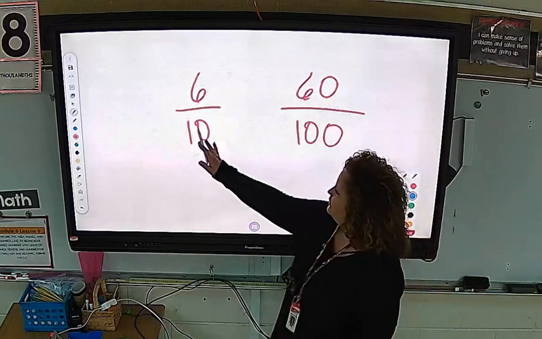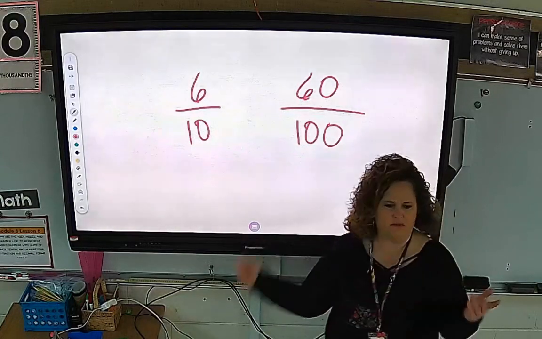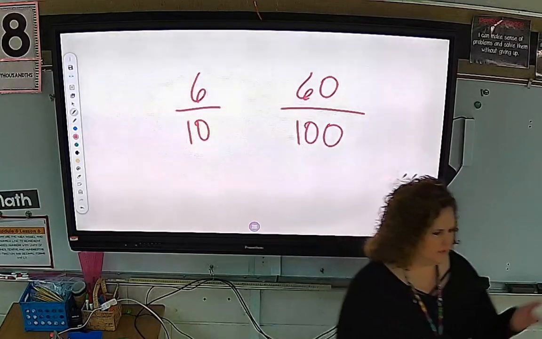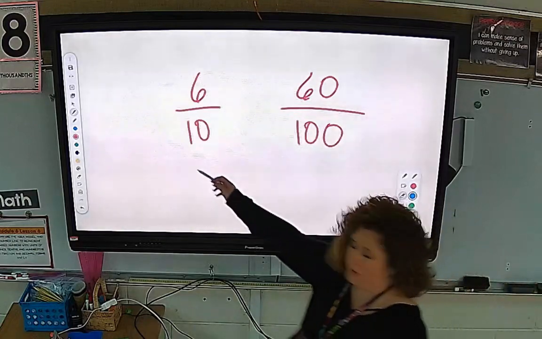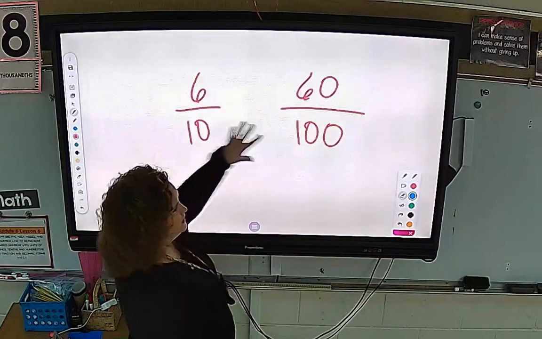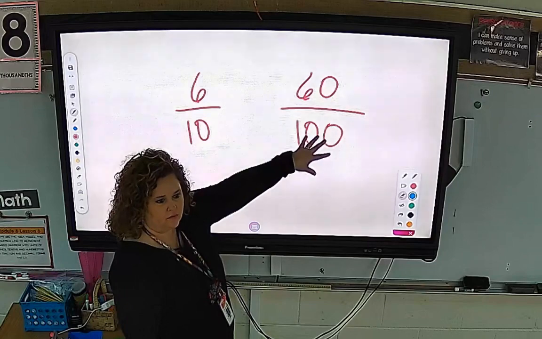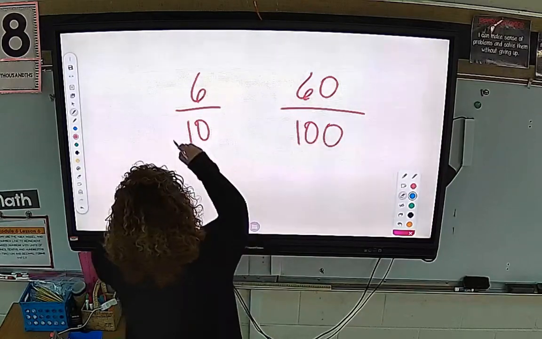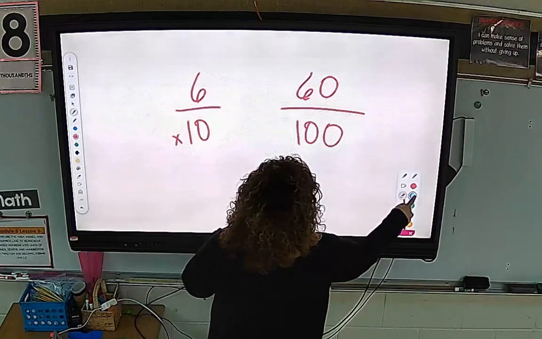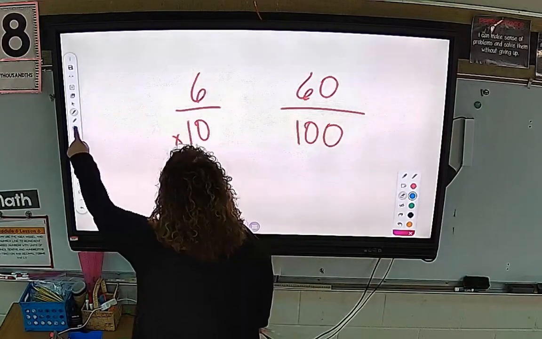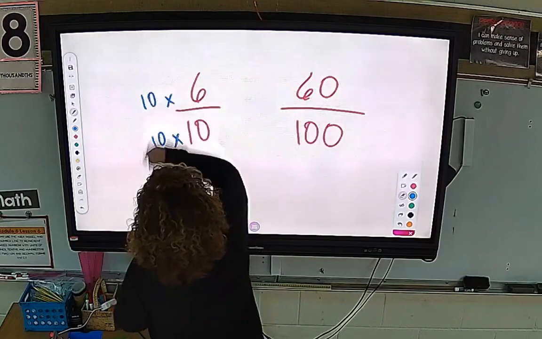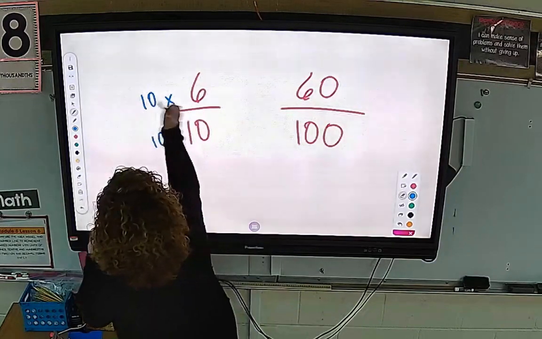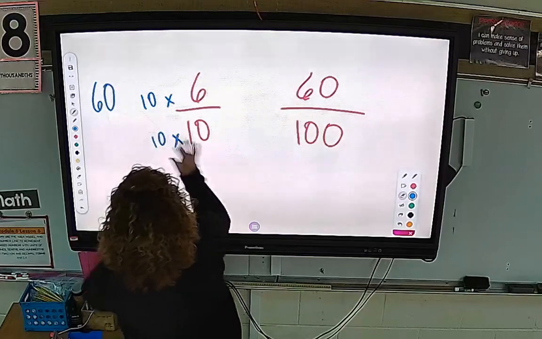How can I get from, let's see, which method do we want to do? What would be the easiest? Change this one. Okay. I know I can get from 10 to 100. How? Multiplying by 10. All right, so that's going to be 6 times 10, 10 times 10.